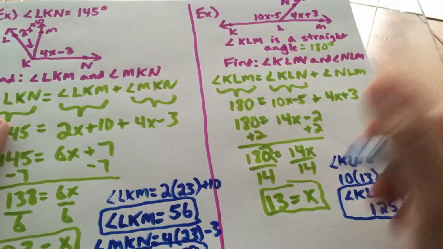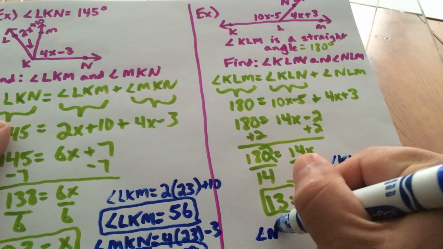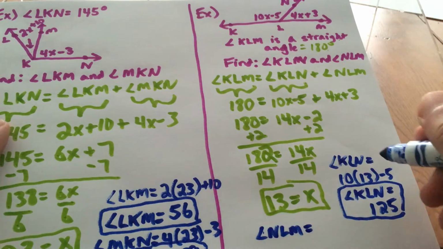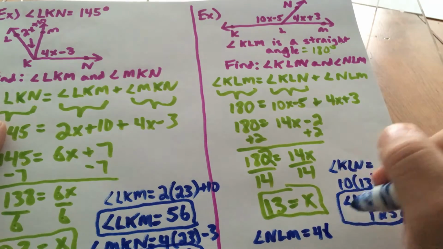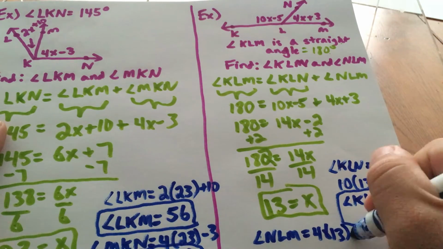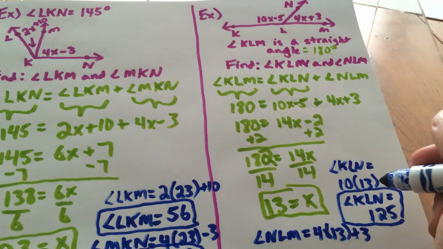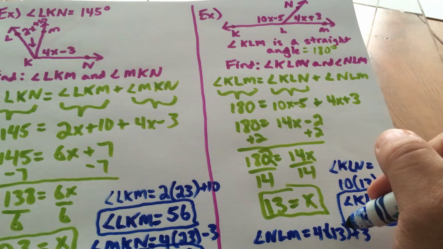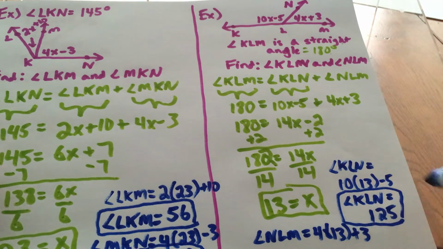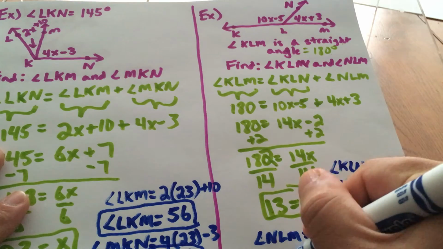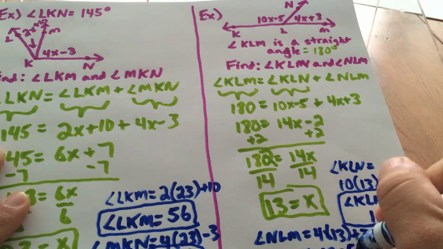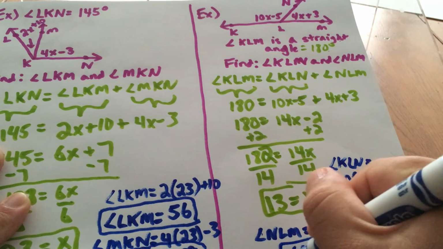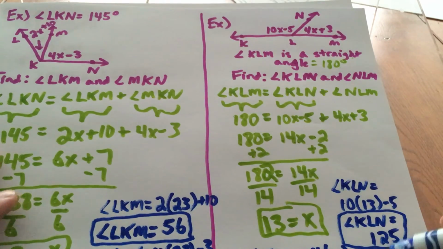Then we'll do the same thing for NLM. So angle NLM is equal to 4x plus 3. So x here is 13. So 4 times 13, that's 26 times 2 is 52. Plus 3 is 55. So angle NLM is equal to 55. And once again, we can check our work. 55 plus 125 adds up to 180.